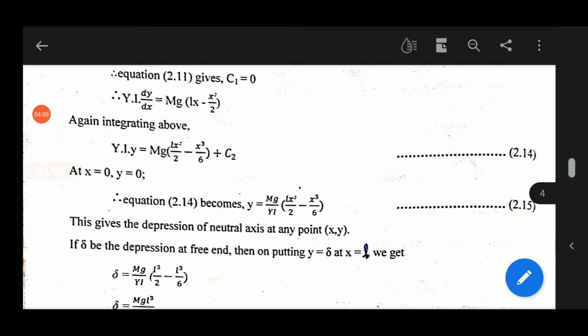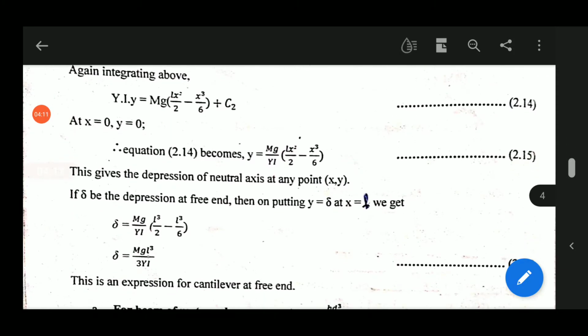This gives the deflection of the neutral axis at any point x of y. If delta is the deflection at the free end, then putting y equal to delta and x equal to L, we get delta is equal to mg upon Y I into (L cube upon 2 minus L cube upon 6).